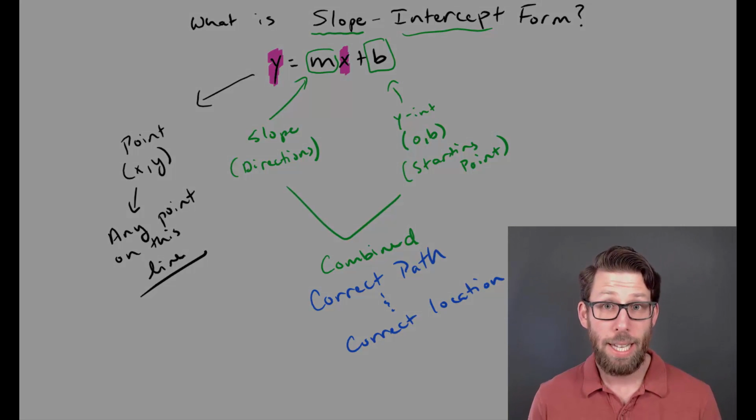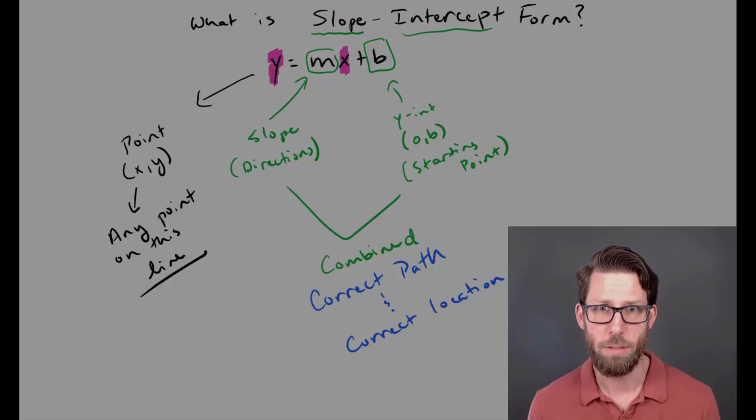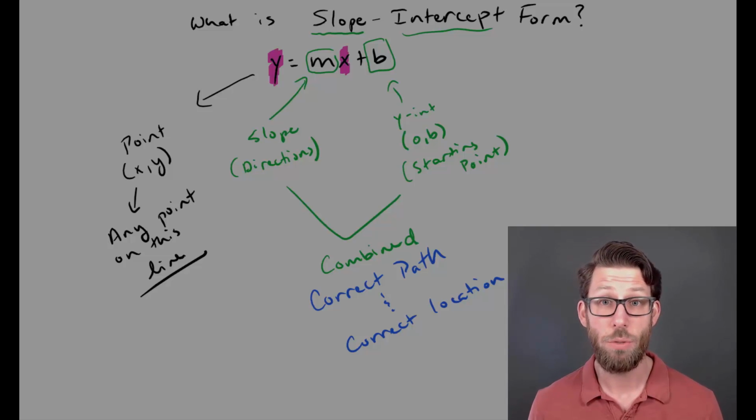Now, let's be clear. There are an infinite number of points on a line, so you could never find all of these points because they just go on forever and ever and ever. However, any point on this line can be substituted in for that x and y, which we'll use later to find the slope or the y-intercept when we don't have all the pieces of the puzzle yet.